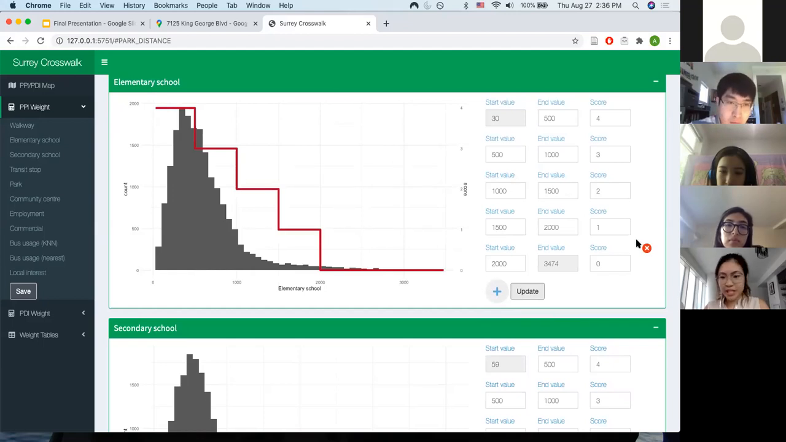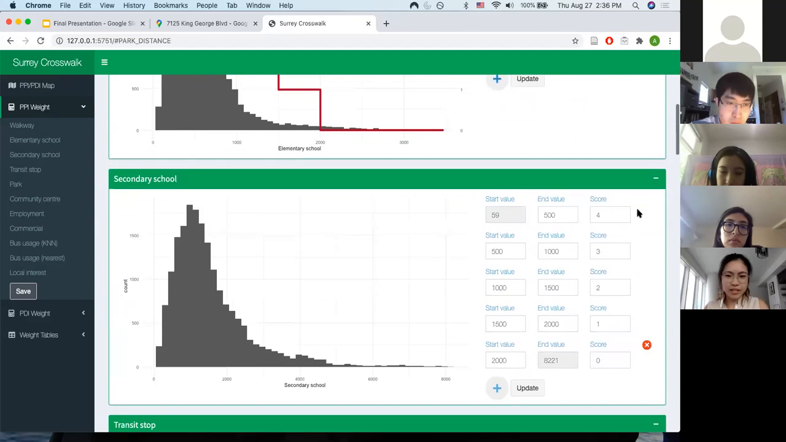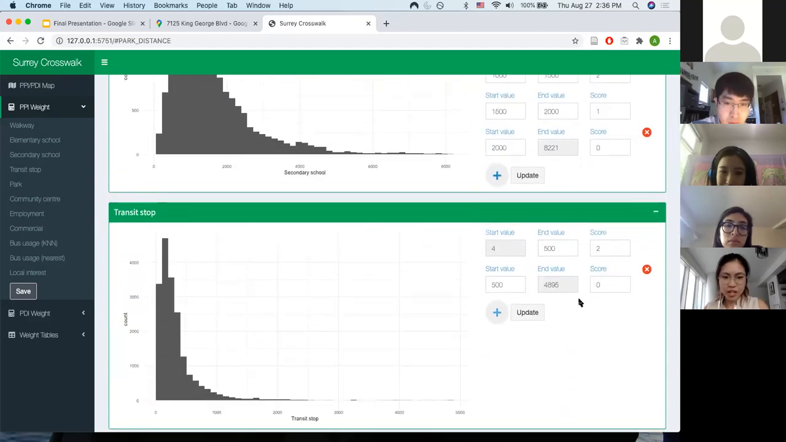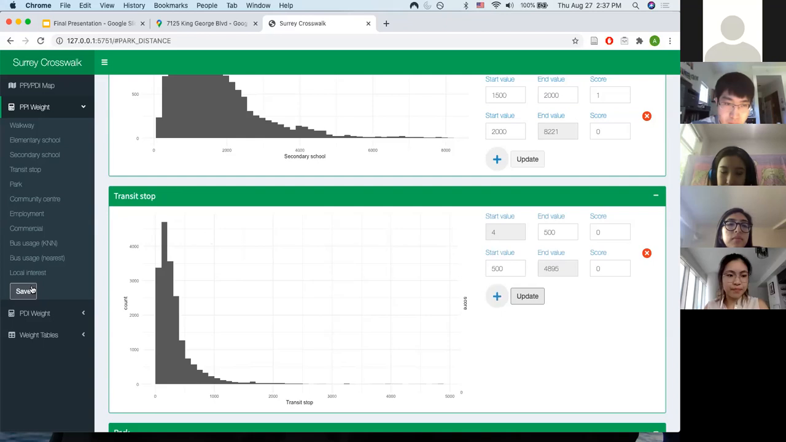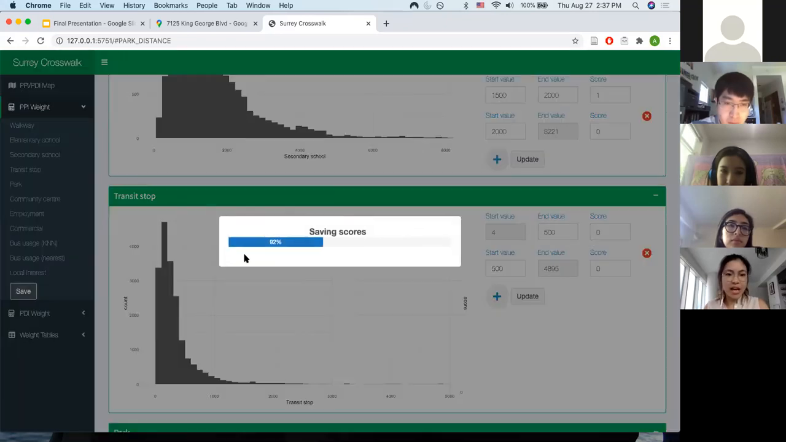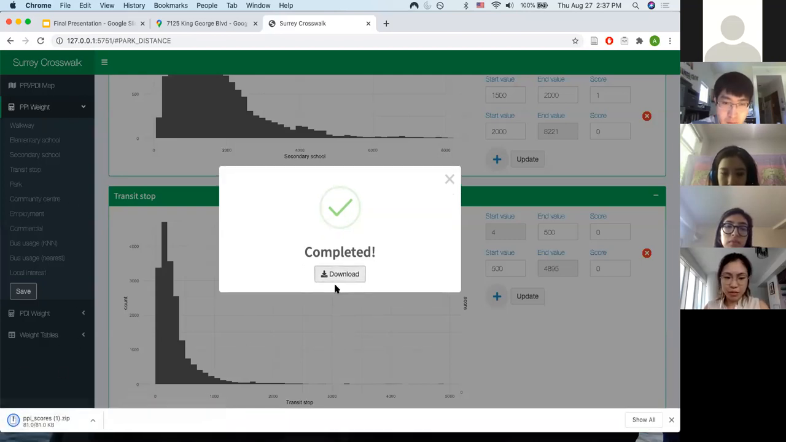And once they've changed it, or they deem that maybe transit stop is not very important, they can just put this to 0 as well, and that variable will not be included in our map or in the scoring scheme. They could click save, and this does two things. It updates the map and the table of the total scores, and you're able to download it so that you have a copy of it for future reference too.